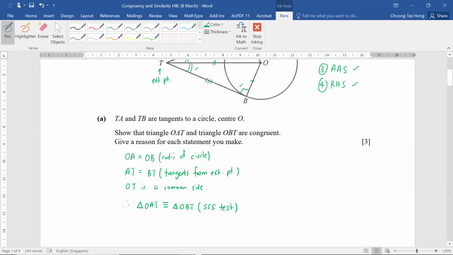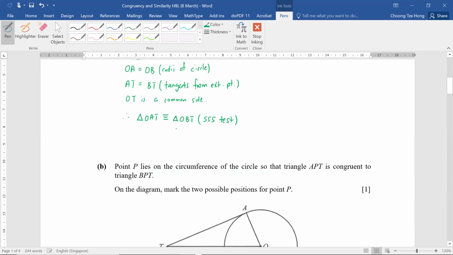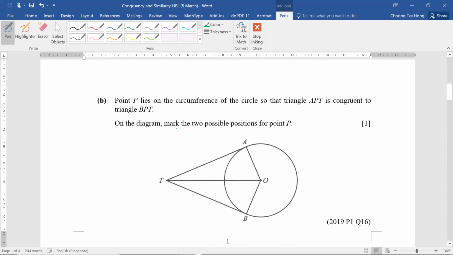Okay, so this is how you present your working. You've got to give a reason for each statement you make. Each statement should come with a reason explaining why it's equal. Right? Okay, let's look at part B of the question. Just a 1-mark question, but it requires you to think a bit.